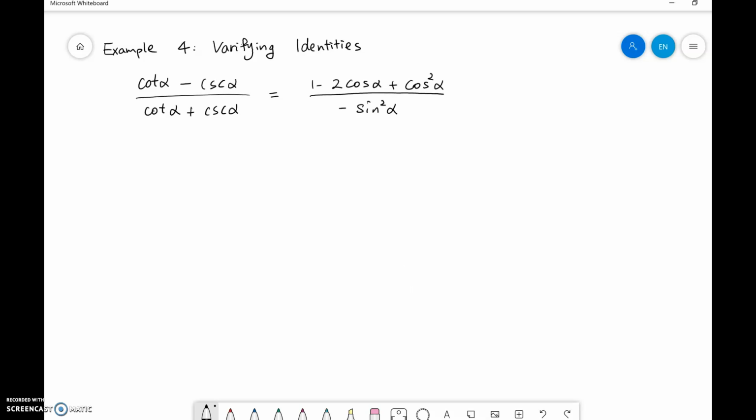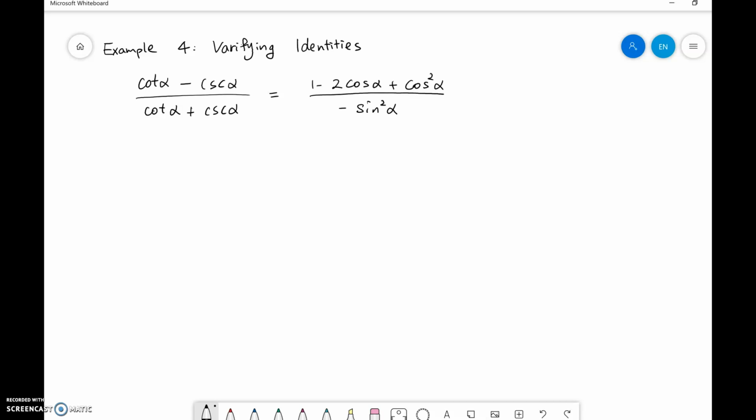So the problem we have is cotangent of alpha minus cosecant of alpha, all over cotangent of alpha plus cosecant of alpha, equal to 1 minus 2 times cosine of alpha plus cosine squared of alpha, all over negative sine squared alpha. So for this one, I'm still going to do two different methods. One is I'm going to work from one side to the other side. The second method is I'm going to work from both sides, and hopefully they're going to meet somewhere in between.